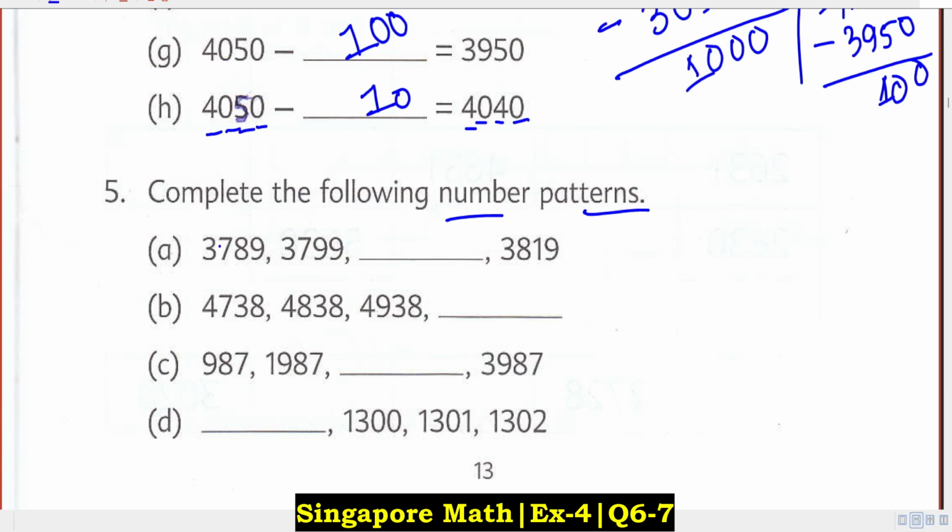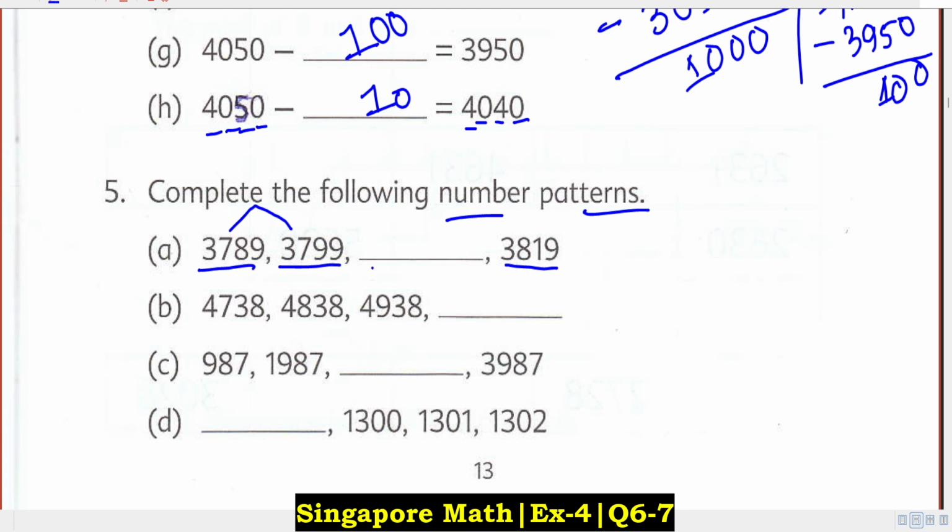Question 5. So 5a, here is 3789, 3799, and here is blank, and then 3819. So actually what is the result in here? Look, here and here, what is the difference?